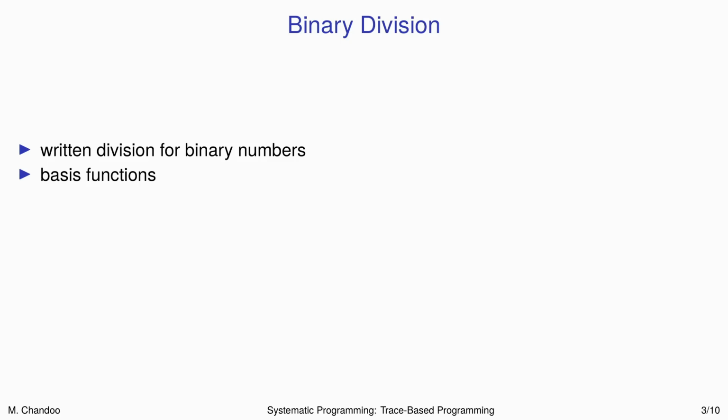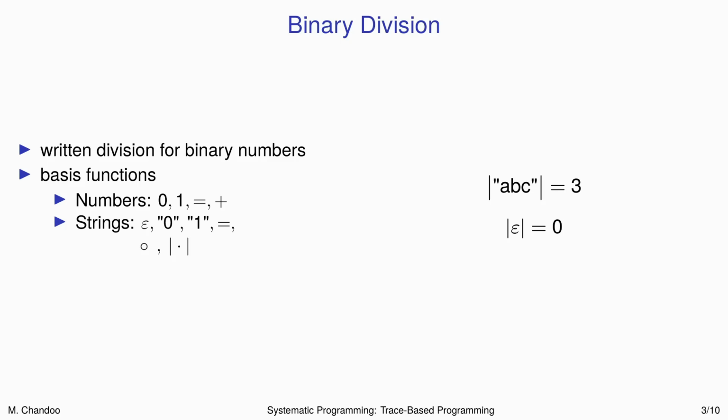To express this algorithm, we can use the following basic functions. The constants 0, 1, equality and addition, the empty string epsilon, strings for 0 and 1, and equality on strings, and also concatenation indicated by a circle. Then the length of a string and get, which returns the character at index I. And last but not least, we can compare and subtract binary numbers.